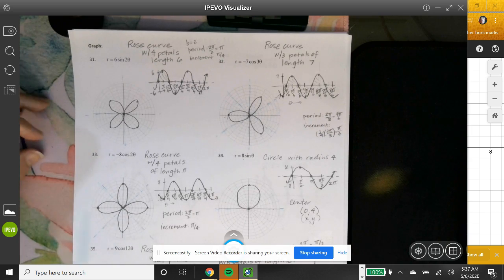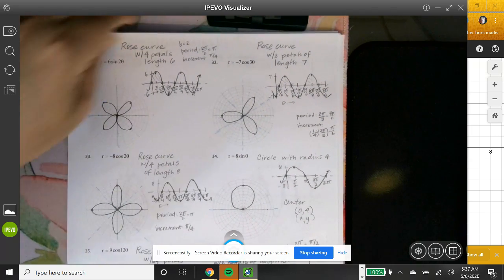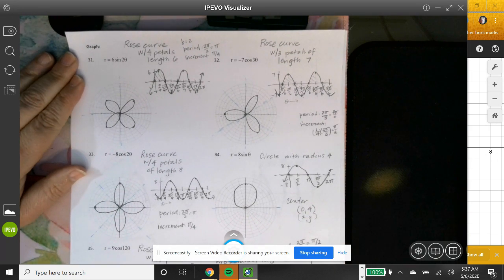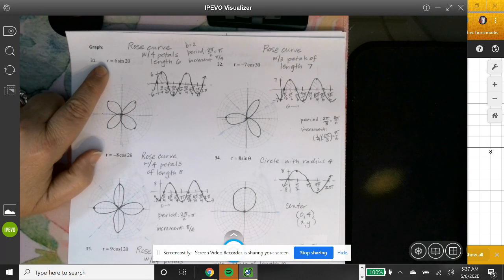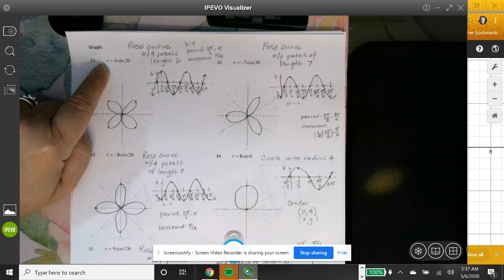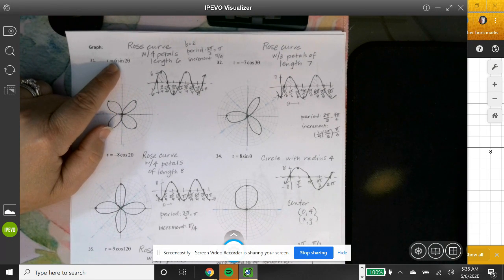All right, I got a question about how to know where to draw the dashed lines when graphing rose curves. So I'm taking the review guide here just briefly to indicate how you would do that. We have an equation here, r equals 6 sine 2 theta, and it's a rose curve with 4 petals because this is an even number, 2 here, and 2 times 2 is 4, so we have 4 petals with length 6, because that's the amplitude. All right.